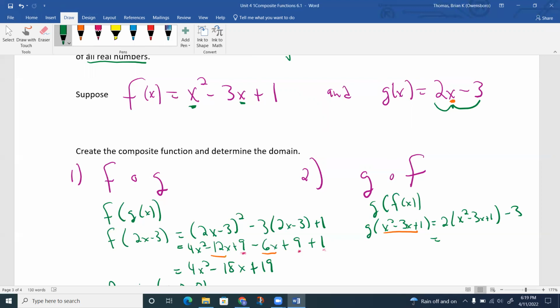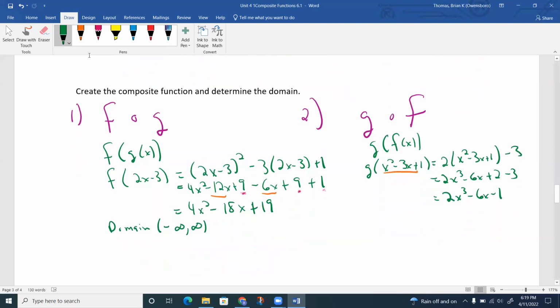So our next move is to remove the parentheses by multiplying the 2 through the parentheses. That's going to be 2x squared minus 6x plus 2. And then we have this minus 3. Notice how the only like terms are the 2 and the -3. So this becomes then 2x squared minus 6x minus 1. That becomes the g of f of x function.